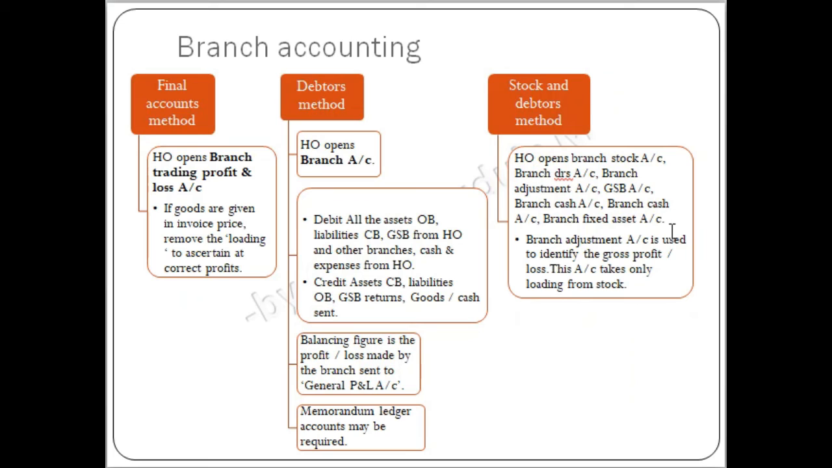Final branch profit or loss is calculated in the branch adjustment account. Here, all the loading from the stock and goods sent to branch are taken and sent to this adjustment account. This helps to identify the gross profit or loss of the branch. This branch profit or loss is taken to the general profit and loss account.